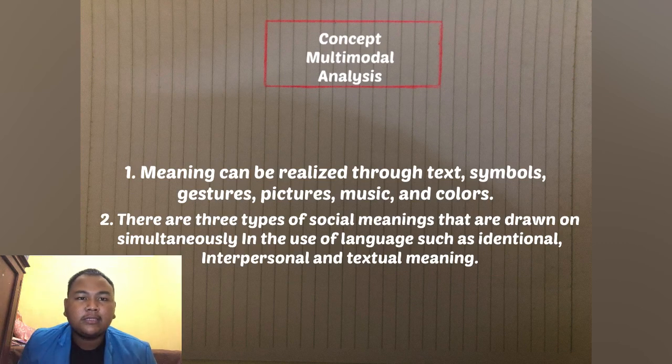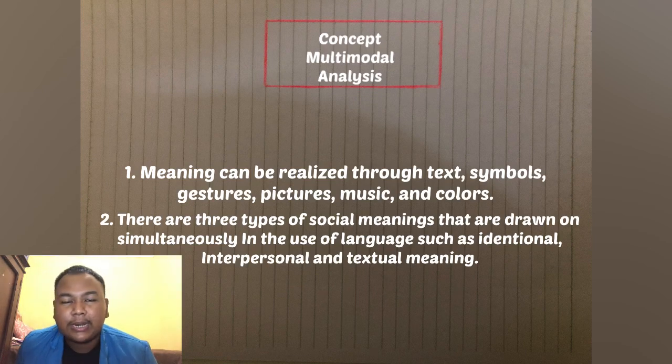Okay, we go to the next. For the second is the concept of multimodal discourse analysis. Here is the concept of multimodal discourse analysis. The first, meaning can be realized through text, symbol, gesture, picture, music, and colors. And the second, there are three types of social meaning that are drawn on simultaneously in the use of language, such as the ideational, interpersonal, and textual meaning. The first, meaning can be realized through the text, symbol, gesture, picture, music, and colors.